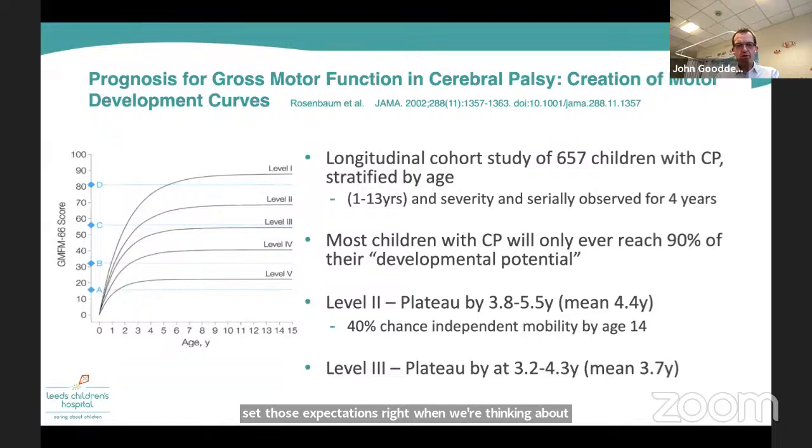You'll hopefully be familiar with these Rosenberg curves describing the different functional levels at the different GMFCS levels. Most children eligible for SDR are going to be functioning in this GMFCS 2 to 3 bracket, but there are people doing SDR for GMFCS 4 and 5, and I'll talk about that in just a second.